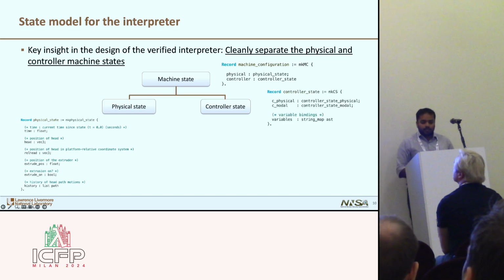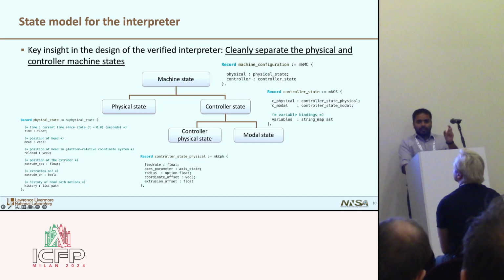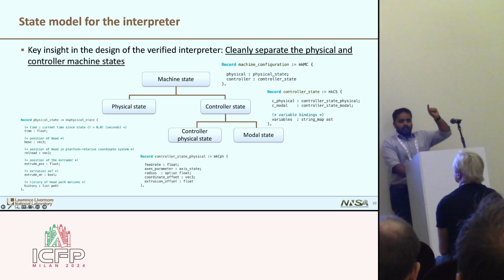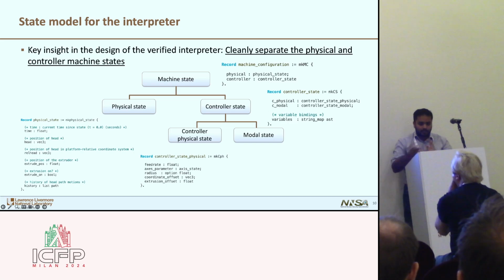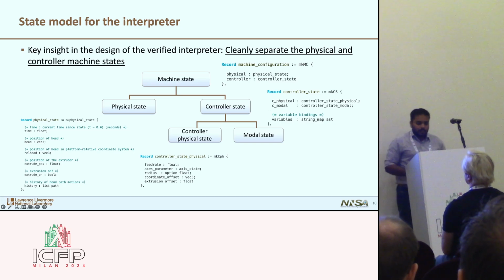The controller state, on the other hand, can also be decomposed into a physical state and a purely modal state, where the physical state determines what kind of physical parameters are associated with some of the G codes. So if you remember the example of the square, we had G1 x1.0. That x1.0 was the physical axis parameter associated with that G command, and that forms the controller state. There are similarly other kinds of physical parameters, like coordinate offset that are associated with G92, and then the feed rate, etc. So this forms the controller physical state.